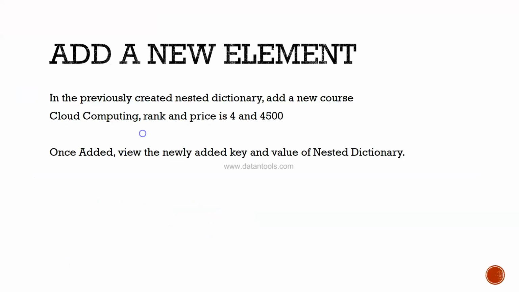Okay, quiz time. Add a new element in the nested list. In the previously created nested dictionary, you need to add a new course, which is cloud computing, and its rank and price are 4 and 5000 respectively. Once added, view the newly added keys and values of the nested dictionary.